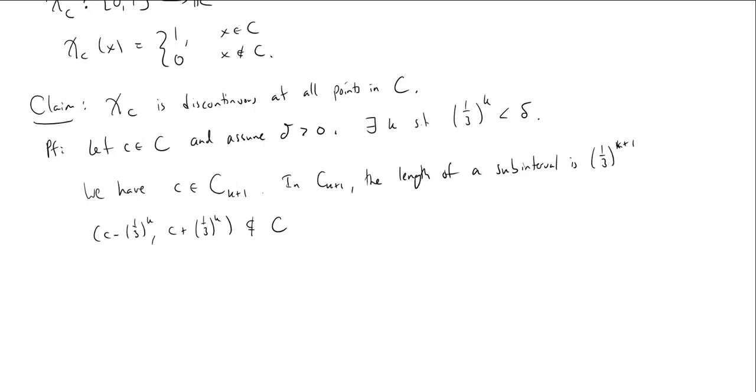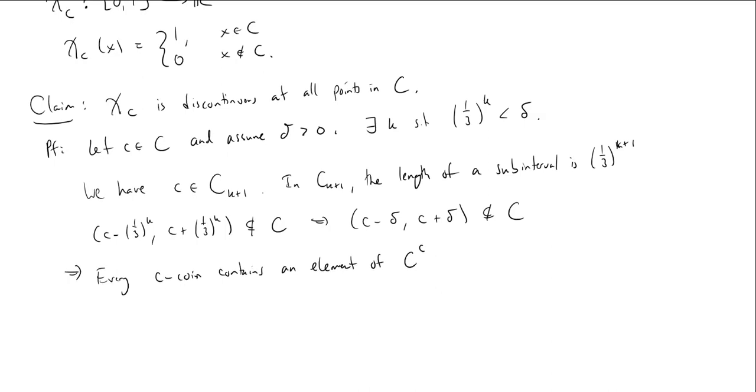But if it's not contained, what if I replaced 1/3 to the k with the bigger radius delta? So this implies (c minus delta, c plus delta) is not contained in the Cantor set. Okay, but delta was arbitrary. This means I cannot write down any c-coin that is contained in the Cantor set. So this implies that every c-coin contains an element of the complement of the Cantor set.